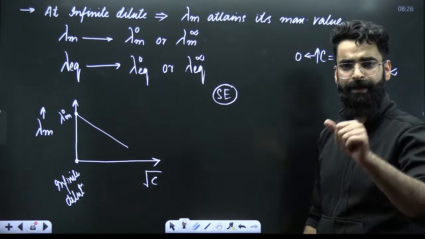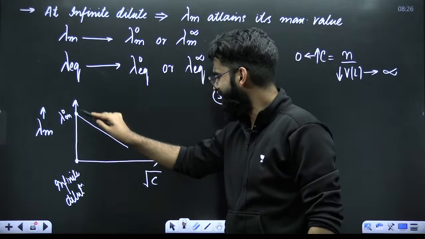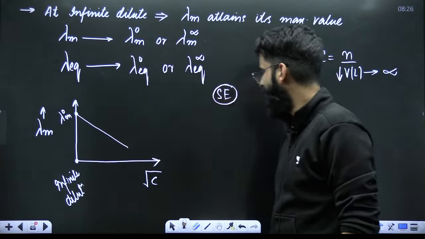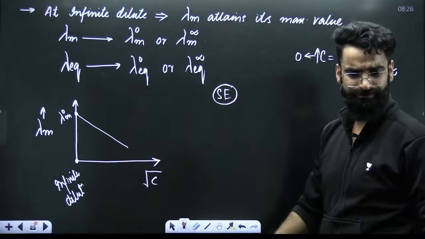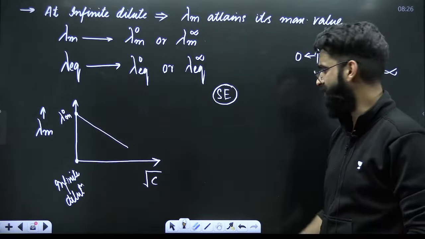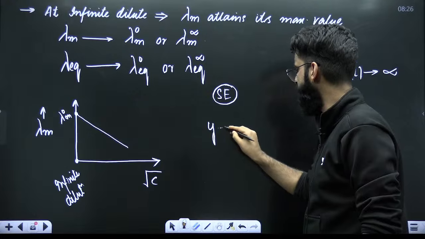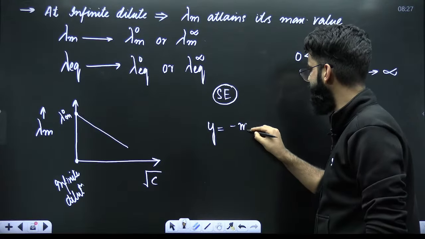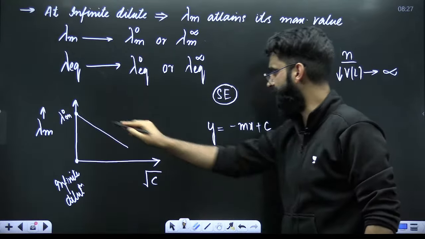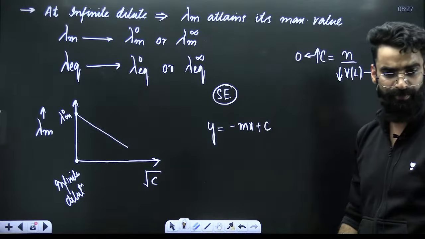Okay. Now tell me one thing. Can you tell me what the equation of this graph will be? There is an intercept and there is a negative slope, so it will follow this type of equation: y is equal to minus mx plus c. This particular graph will follow this equation.